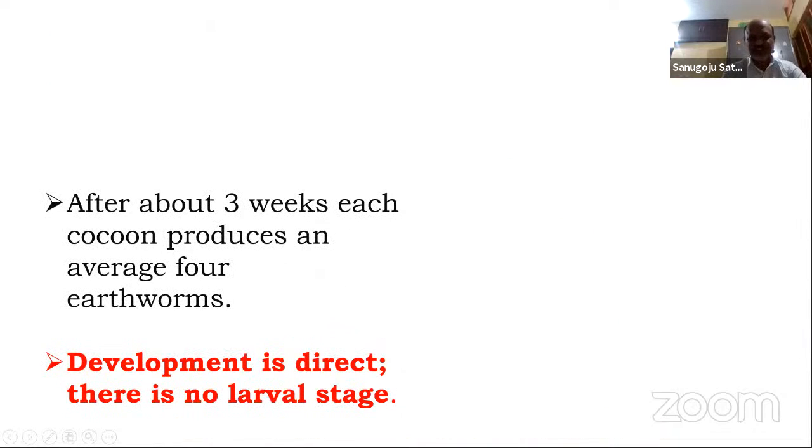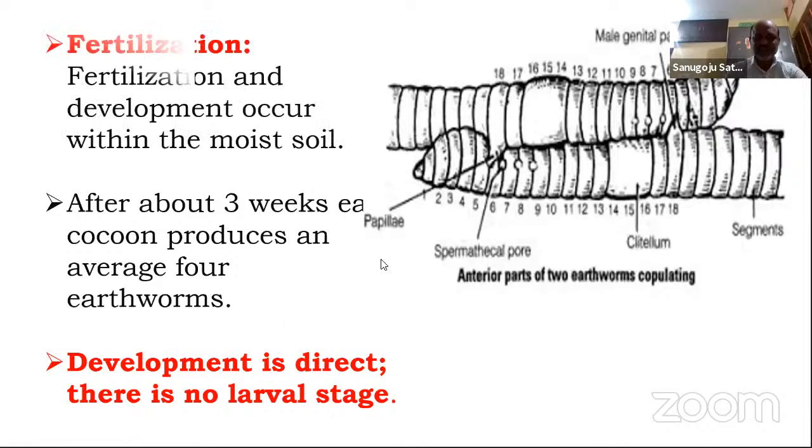Next, as far as fertilization is concerned, fertilization and development occur within the moist soil, because these are soil-dwelling organisms. After about 3 weeks, each cocoon produces an average of 4 earthworms. That means the clitellum forms a cocoon, and we will discuss the cocoon in detail. After 3 weeks, the cocoons produce an average of 4 earthworms, so one cocoon produces 4 earthworms.